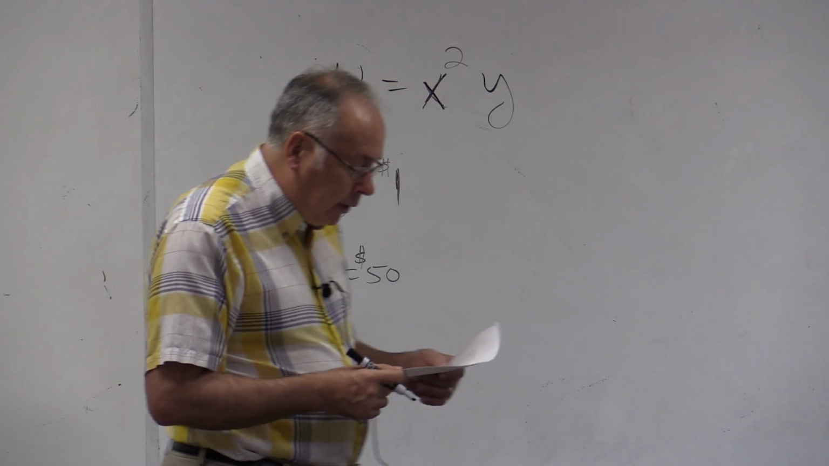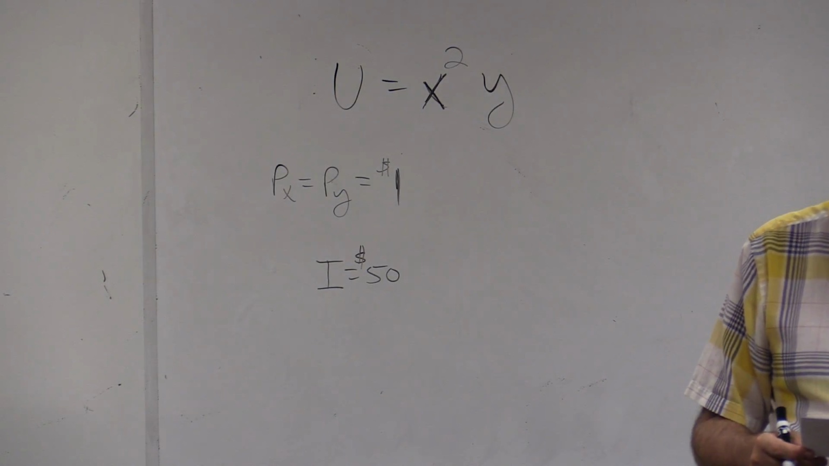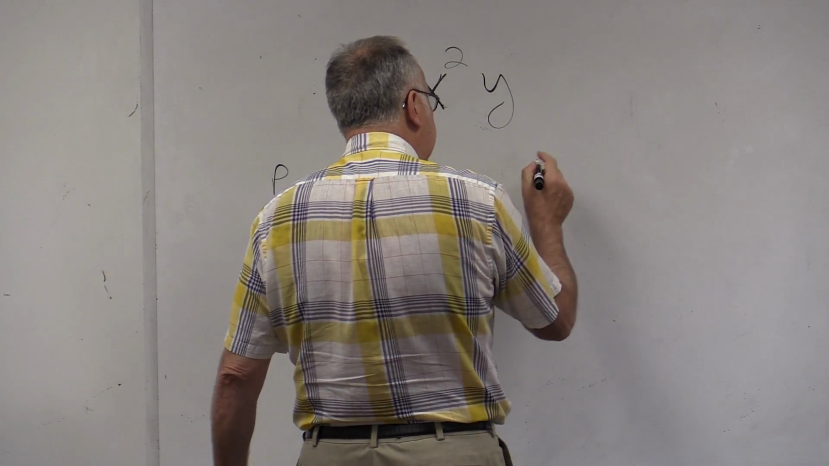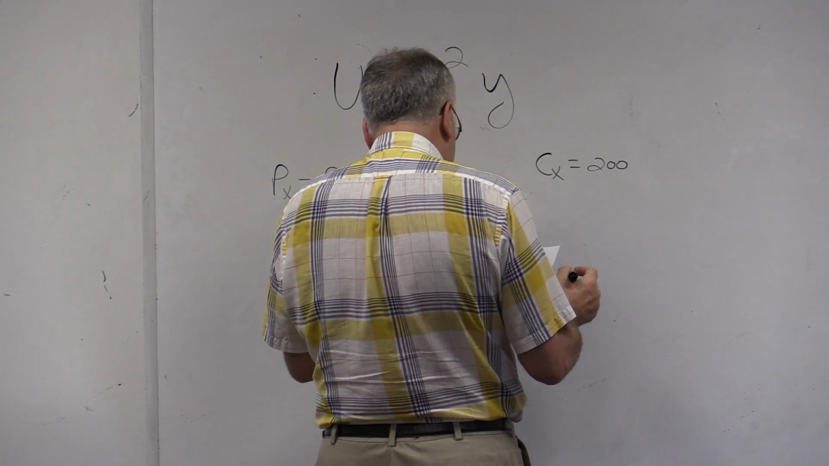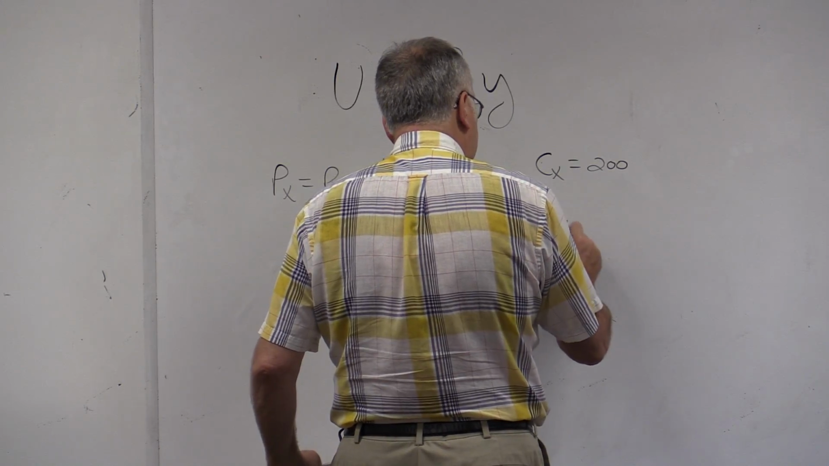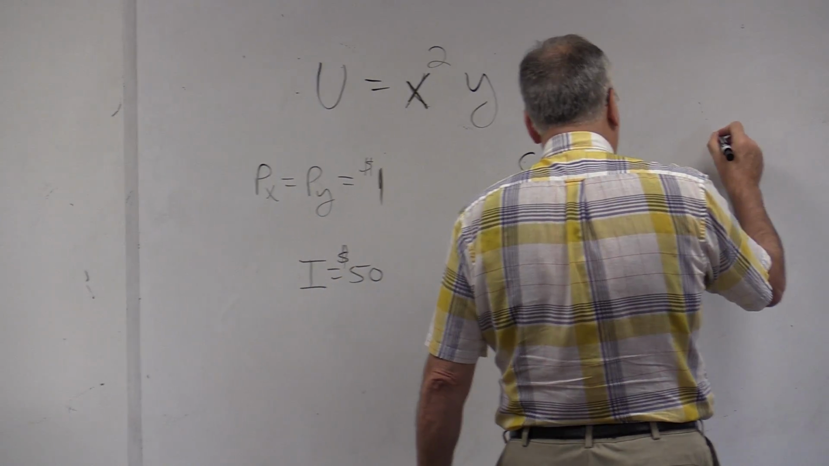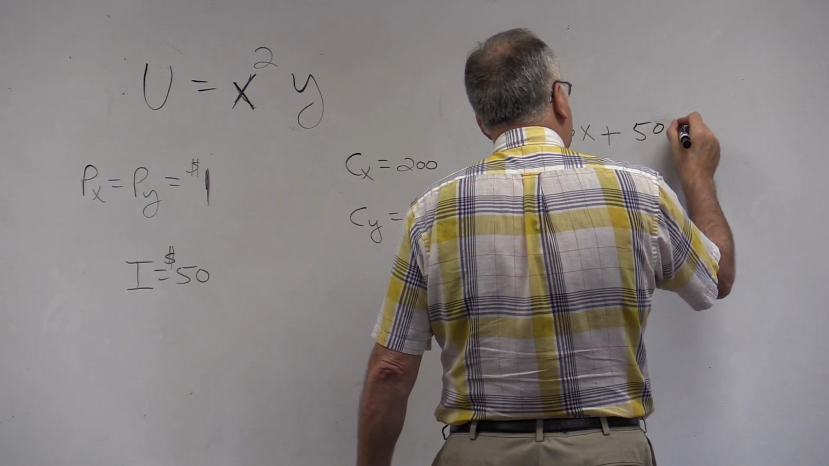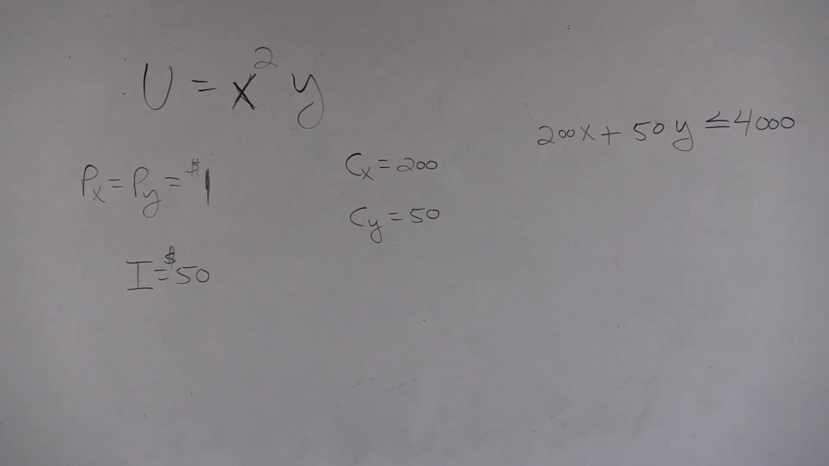And Ian's doctor has put him on a diet, which is no more than 4,000 calories per week. Each donut has 200 calories, so let's say C sub x is 200 calories per donut. Each coffee is 50 calories per cup. His total calories have to be less than 4,000, so this would give us the constraint. Total calories would be 200x plus 50y, which has to be less than or equal to 4,000.